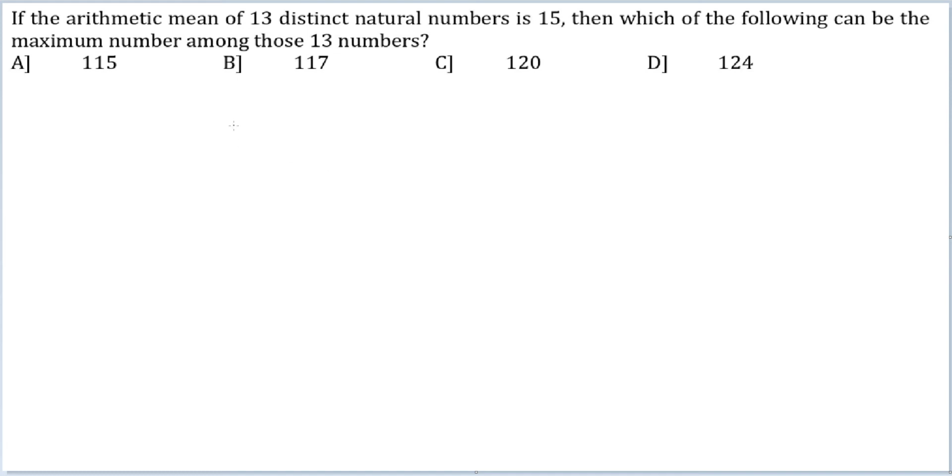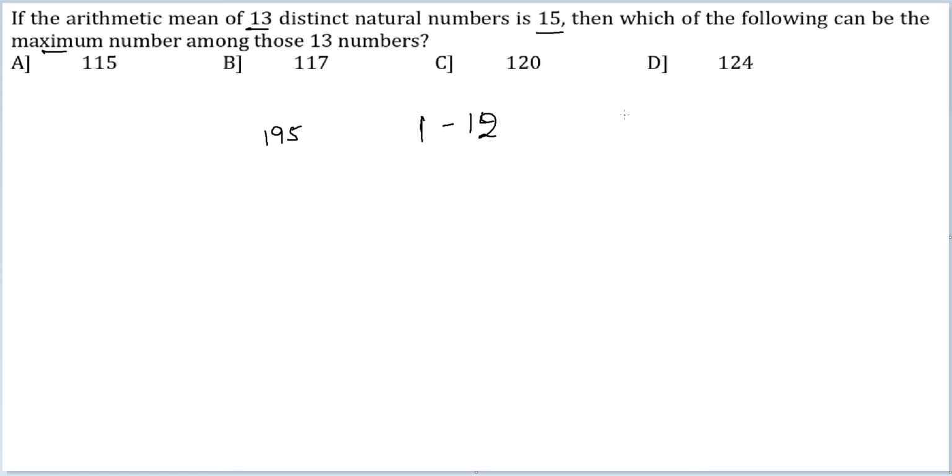Okay, let's see. The arithmetic mean is 50 for 13 numbers. It means the sum is 195. 13 into 15, sum is 195. If I'm looking to maximize one number out of those 13, the others should be minimized. Because they are distinct, sorry, not 14, the other 12 should be minimized.